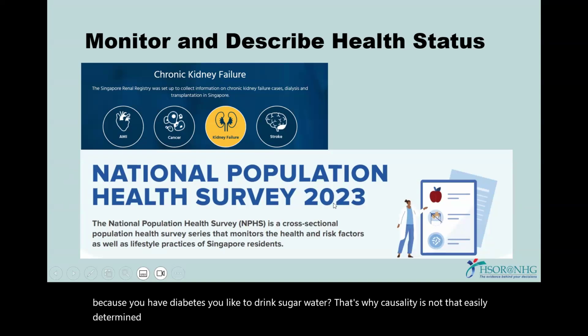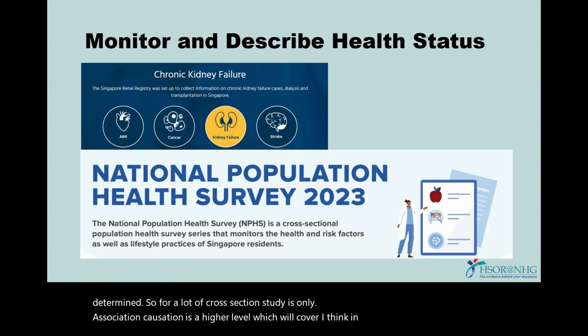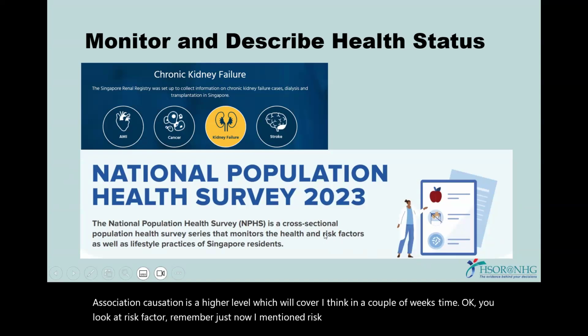So for a lot of cross-sectional studies, it's only for association. Causation is a higher level, which we will cover, I think, in a couple of weeks' time. Okay, you look at risk factors. Remember that's what I mentioned, risk factors. So you also want to find what the risk factors are.